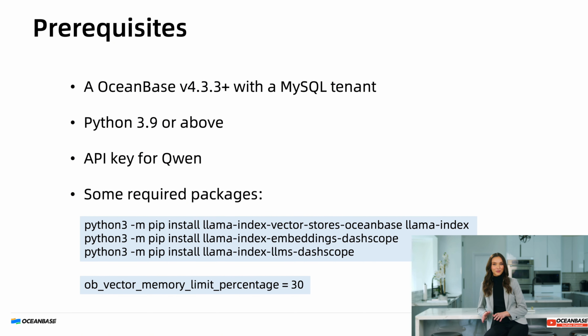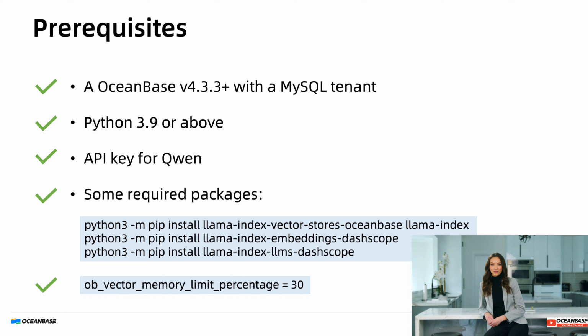To follow along with this tutorial, here's what you'll need. First, OceanBase version 4.3.3 or above, with a MySQL tenant already set up. Second, Python 3.9 or higher installed in your environment. Third, an API key for Qwen, which we'll use for embeddings and LLM responses. And finally, you'll need to install a few Python packages to get things working.